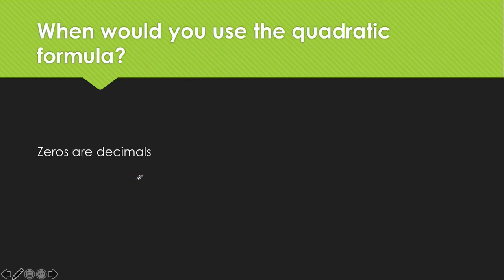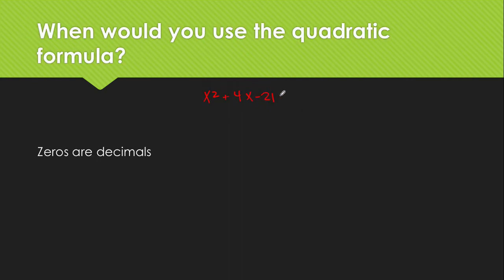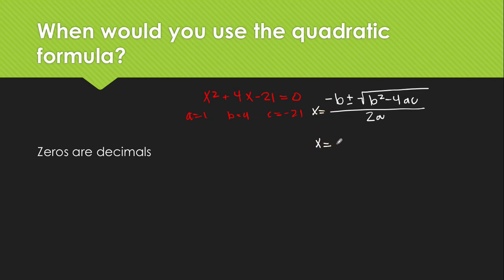I'm just going to write it on this one. So it was x squared plus 4x minus 21 equals 0. So the a was 1, the b was 4, and my c was negative 21. All right, so let's write down the quadratic formula. Negative b plus or minus the square root of b squared minus 4ac divided by 2a.